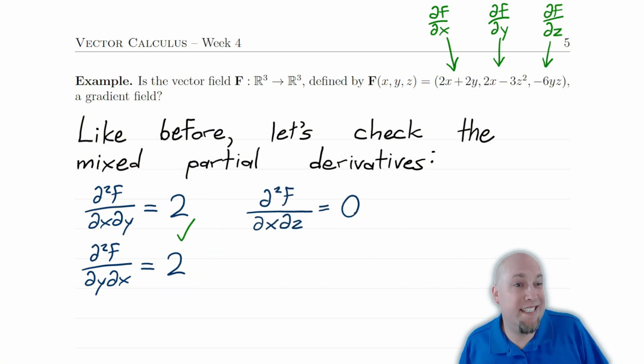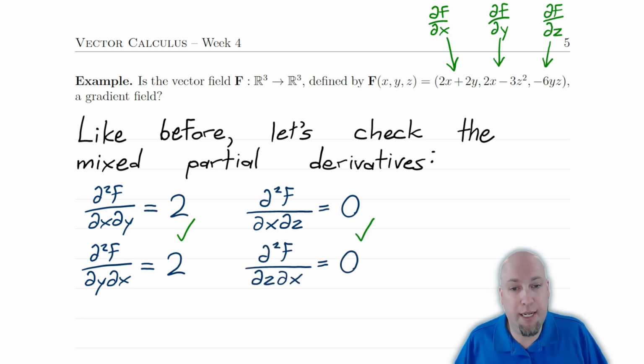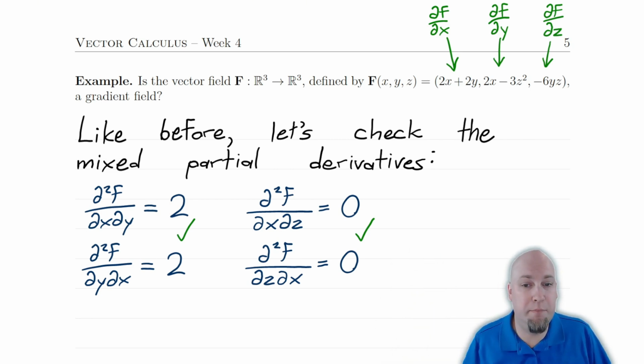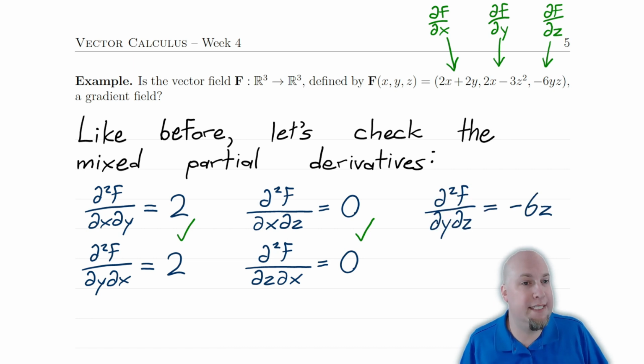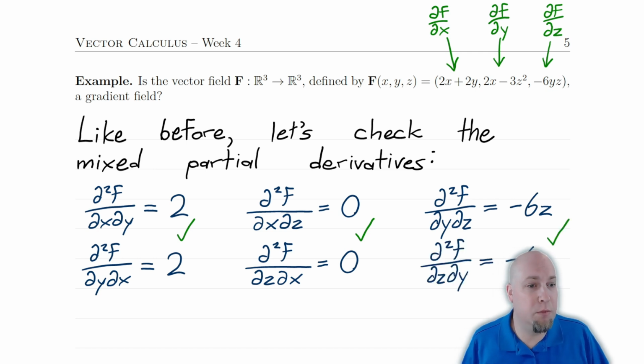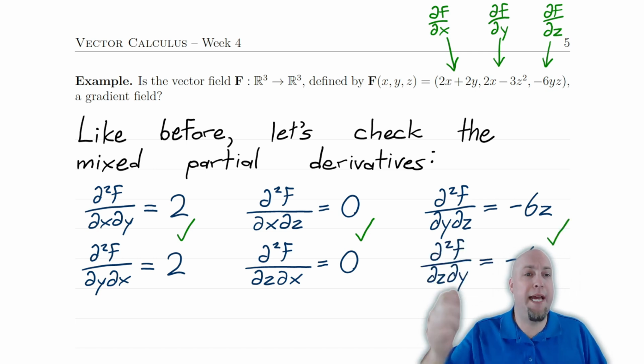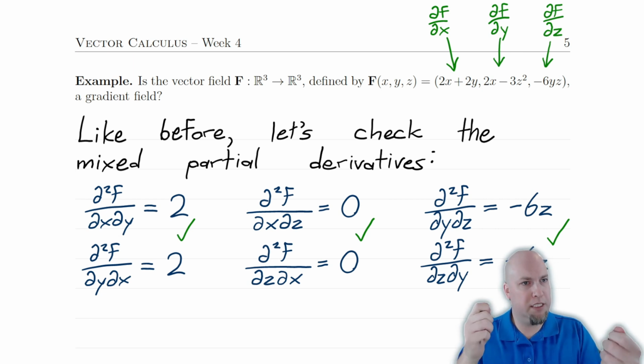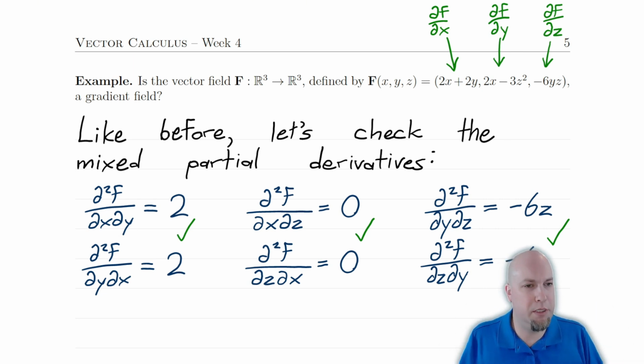What about the mixed xz partial derivatives? We do the z derivative of the first one and the x derivative of the last one, and for both of those we get 0. Yay, those match. What about the mixed yz partial derivatives? We do the z derivative of this and the y derivative of this, and in both cases we just get -6z. So those match. Those are all the possible pairs of variables that we can take derivatives with respect to, so all of the mixed second partial derivatives agree with each other in the way that they would have to.